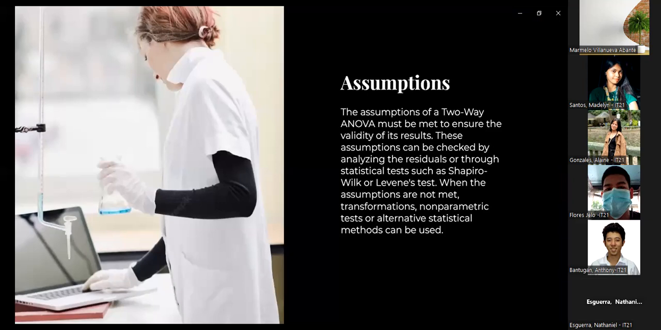The assumptions of two-way ANOVA must be met to ensure the validity of its results. These assumptions can be checked by analyzing the residuals or through statistical tests such as Shapiro-Wilk or Levene's test. When the assumptions are not met, transformations, non-parametric tests, or alternative statistical methods can be used.